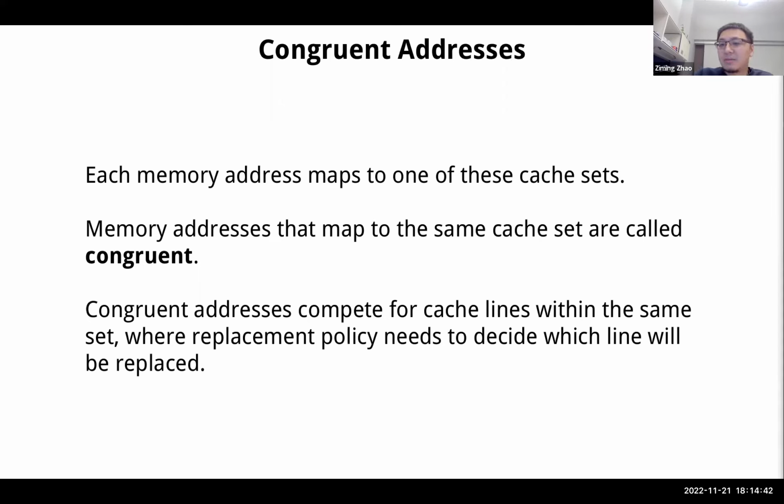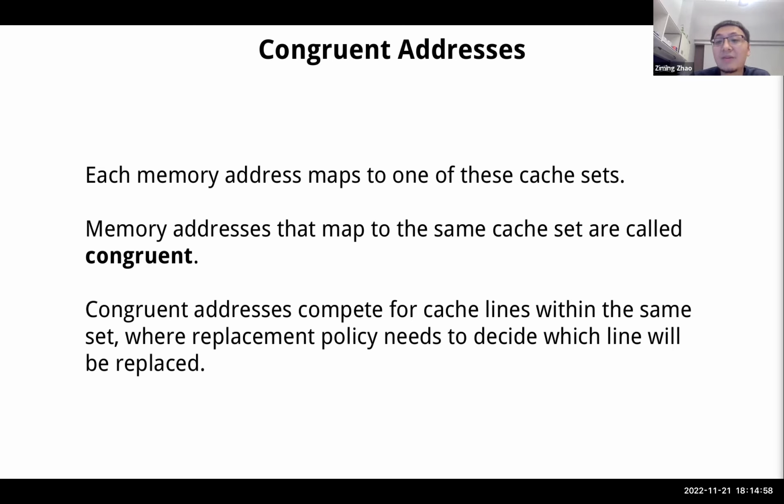Another important concept here is called the congruent address. So for each memory address, obviously, if it is brought to the cache, it can go to one of those.